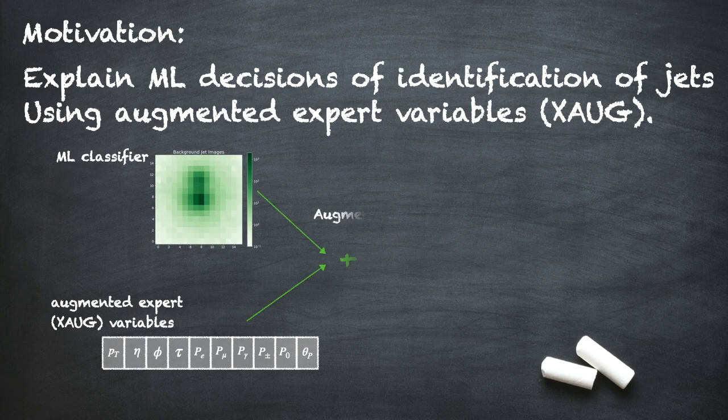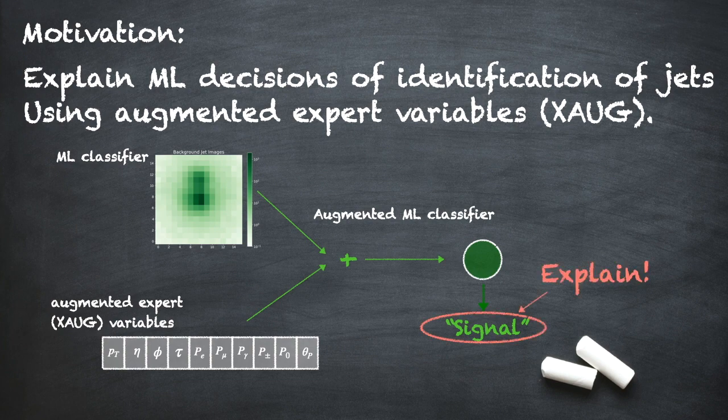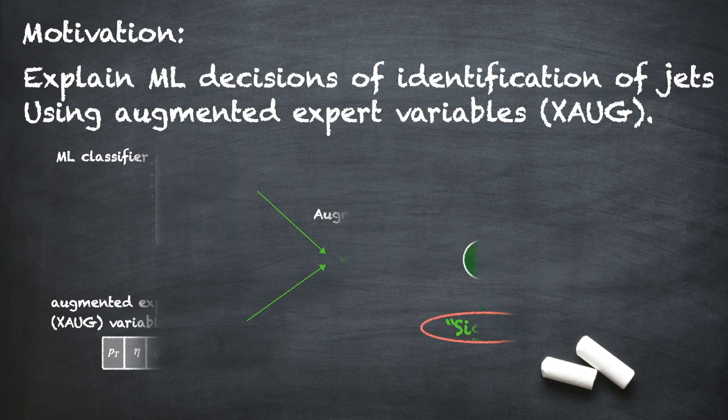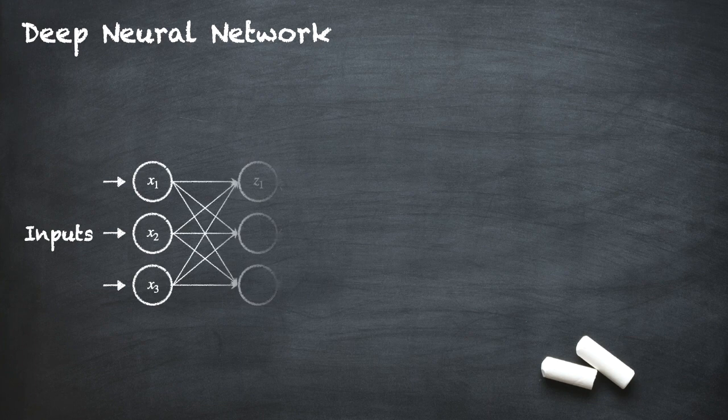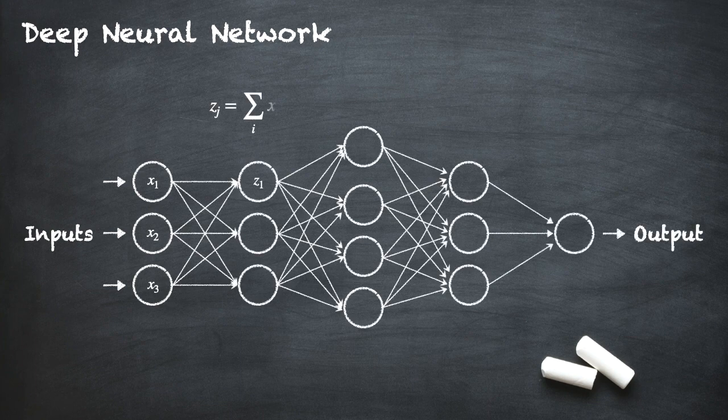Explain the identification of jets by a neural network that has been trained on jet images and expert augmented variables, we will take the output of that network and propagate it back through to the input. To begin, let's take a look at how information moves through a neural network.